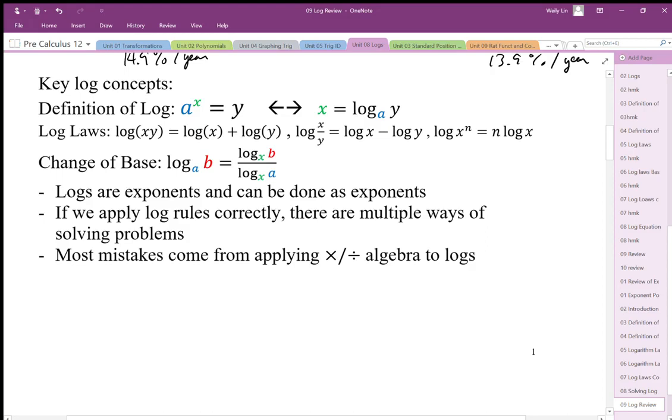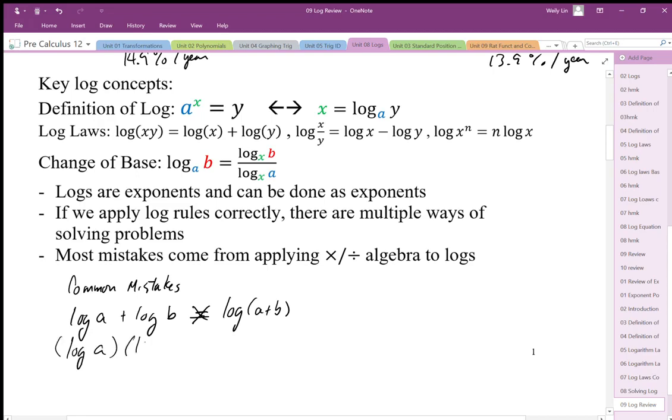Okay, so I'll give you some common mistakes here. So, common mistakes that I see are ones like this. If I have log A plus log B, okay, well, we're just going to add whatever's the arguments together. That's wrong. Okay, I also see this, log A times log B. Okay, well, timesing logs is not the same as timesing the argument. Okay, this is also not true.